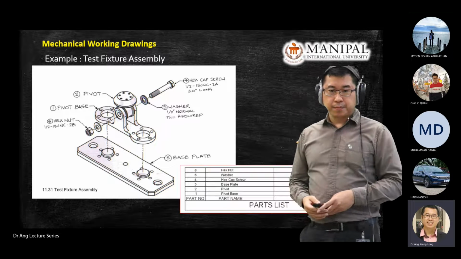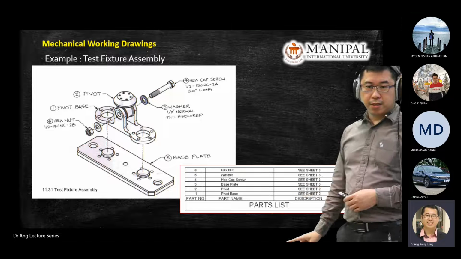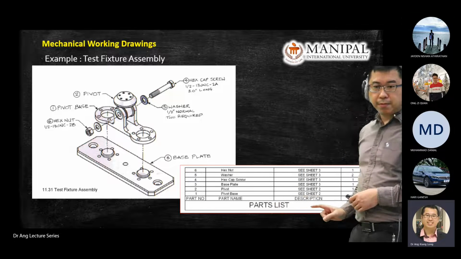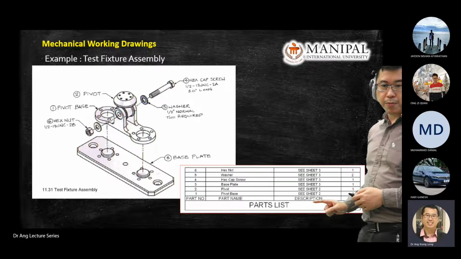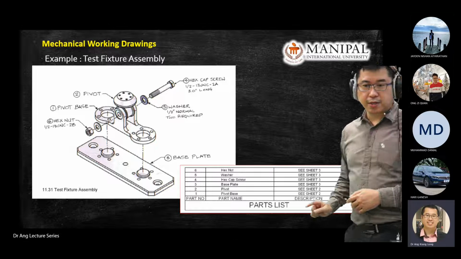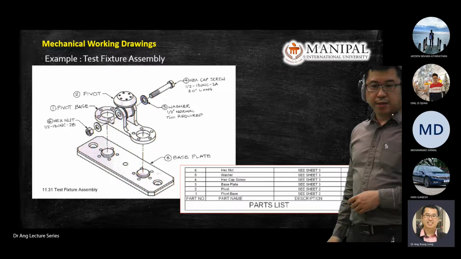Okay, BOM list again, another example of a BOM list. Part number, name, description, or a more complete one includes the material. You can see the material and the number of quantity, right? QTY means quantity. How many parts of that?